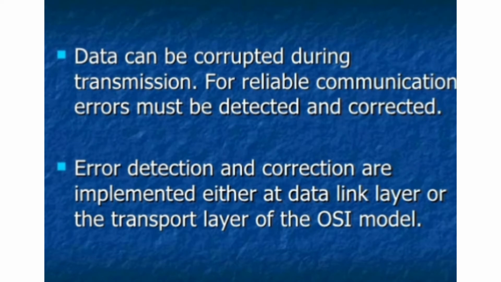Data can be corrupted during transmission. For reliable communication, error must be detected and corrected. Error detection and correction are implemented either at the data link layer or the transport layer of the OSI model.